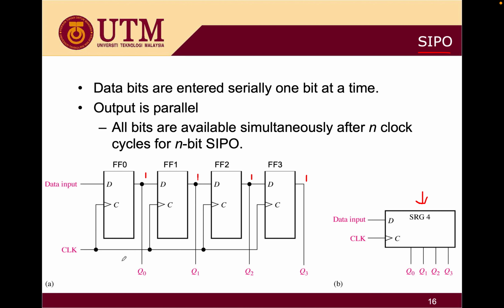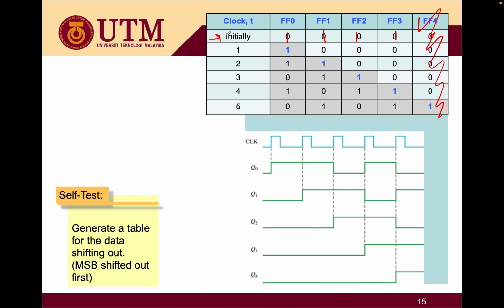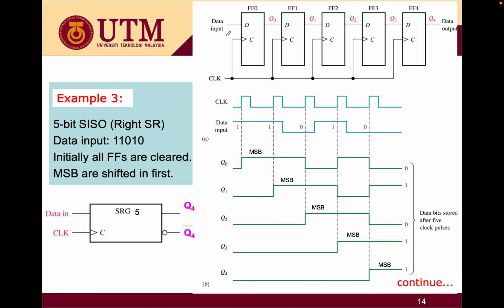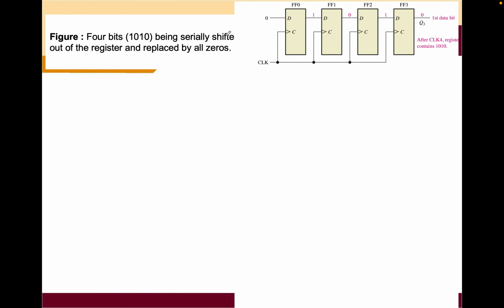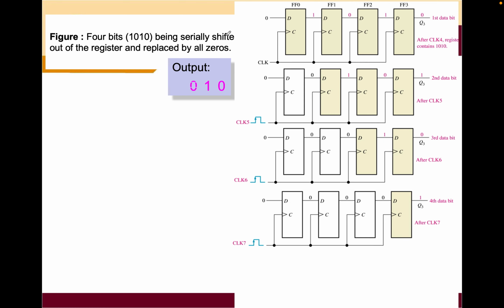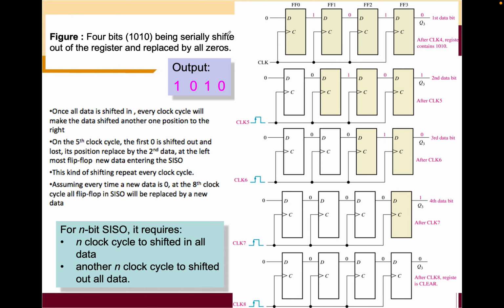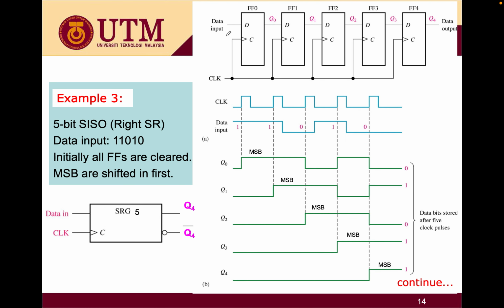Where is your seesaw? For example, you can see you're going to have also shifted out. This one is shift in, and this is shift out. So similarly, it will also happen to your SIPO.